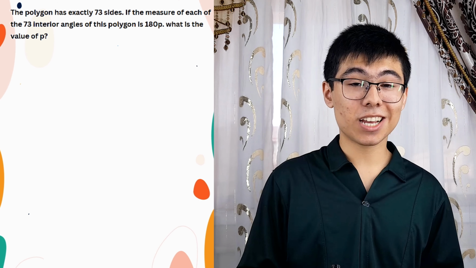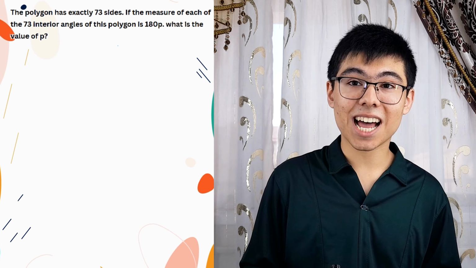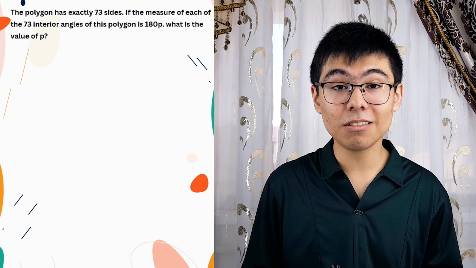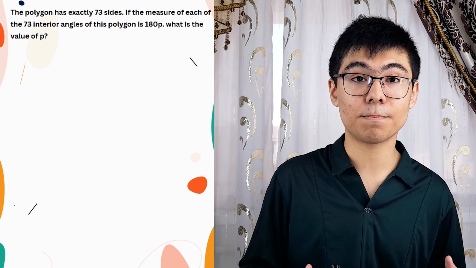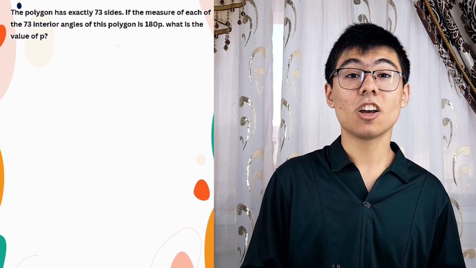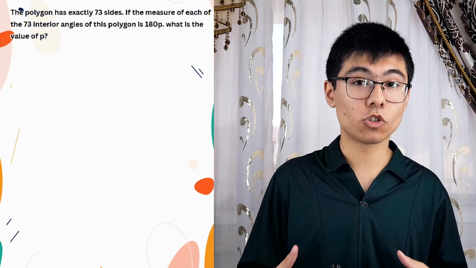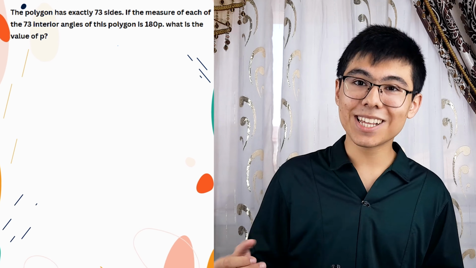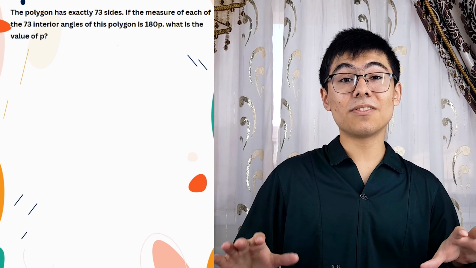Question number 5. Let's unravel the mystery of finding P for a polygon with 73 sides, where each interior angle is represented by 180p. This task calls for a mathematical journey through geometry. So let's dive in. The first step to solving this question correctly is recalling the interior angle formula for polygons.